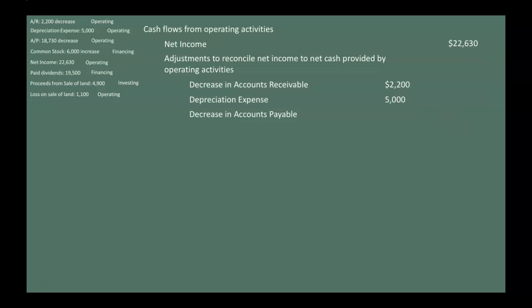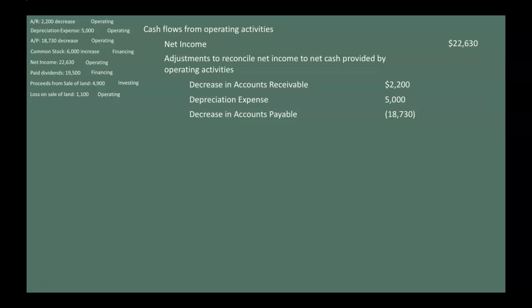And if your accounts payable is decreasing, what's happening is you are paying people back, right? Accounts payable is when you owe people money. So if you made that account go down, that means that you paid people. So that's a cash outflow.